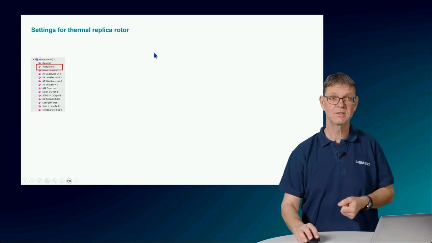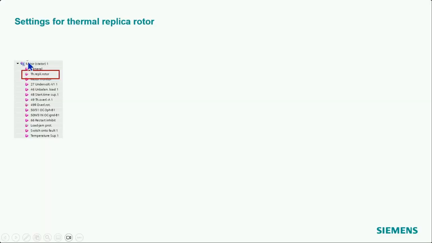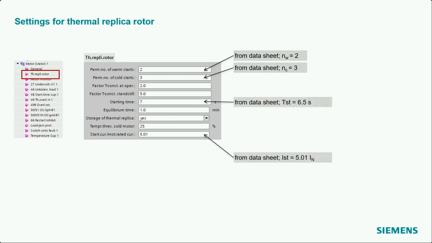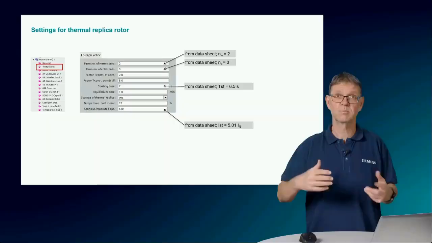Okay, let's have a look at the settings for the thermal replica rotor. We find the settings in the menu motor, in this function group, and then there is one function, thermal replica rotor. If we double click here, we get our settings. First, we have to enter the number of warm and cold starts, which we get from the data sheet. In most cases, this is the combination 3-2. Then also from the data sheet, the starting time and the starting current for which these 3 starts are allowed. Normally this is the starting under nominal conditions, or the load conditions if it's a specially designed motor.